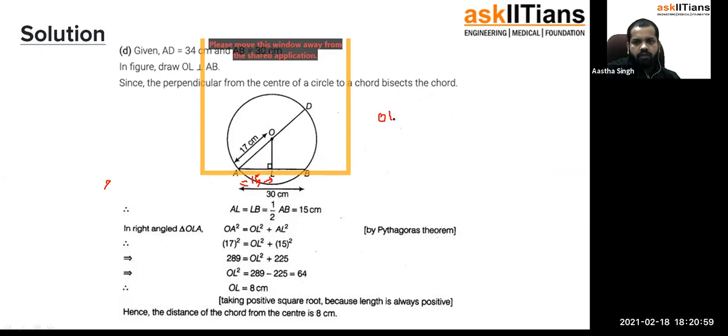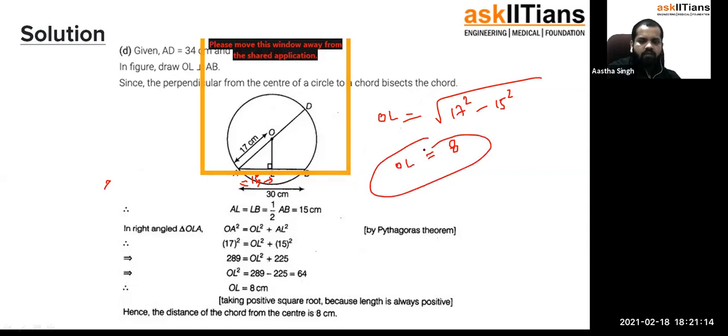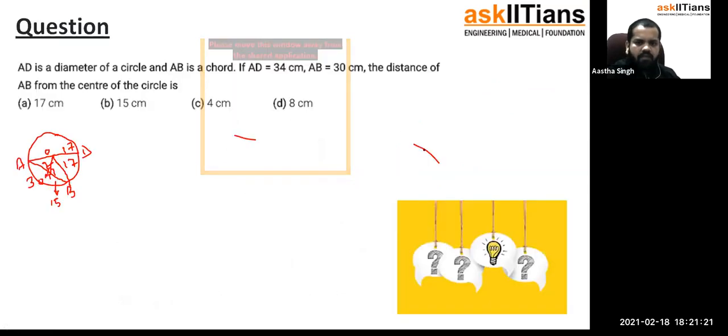Just calculate the OL. OL will be the square root of 17 squared minus 15 squared. If you calculate 17 squared minus 15 squared, it will become 8, right? Just take the positive value. Why? Because it is the distance and cannot be negative, right? So I think the point is very much clear. It was easy, right?